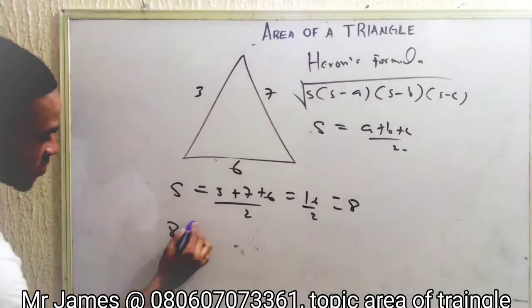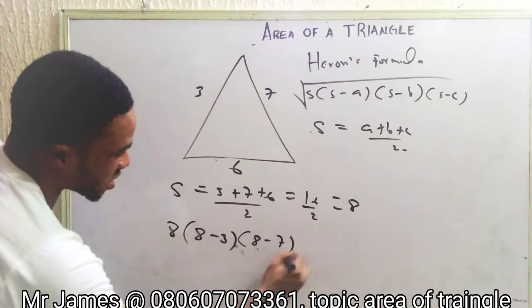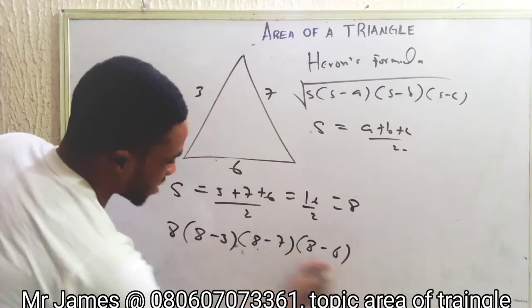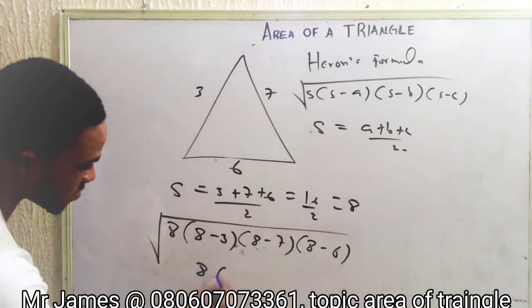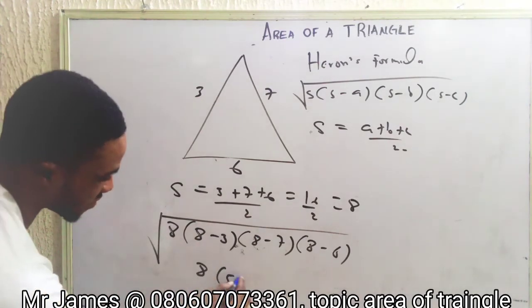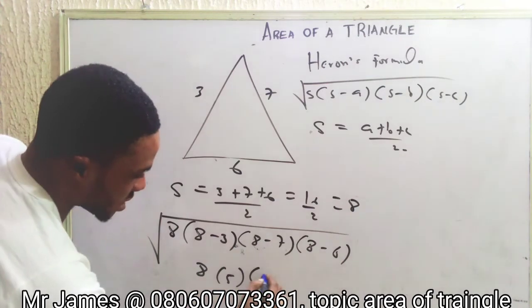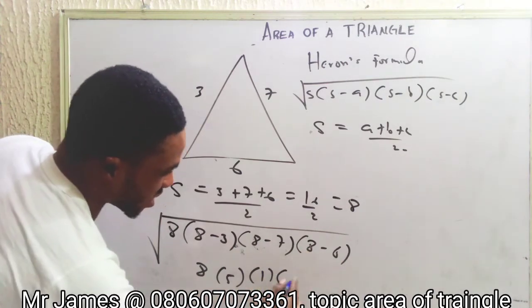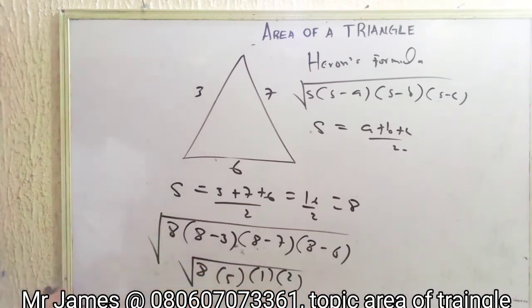So I'm going to have 8 times (8 minus 3) times (8 minus 7) times (8 minus 6). All these enclosed in a single square root. So I have 8 times (8 minus 3 is 5), (8 minus 7 is 1), then the other one, 8 minus 6 is 2. So I will still include my square root.